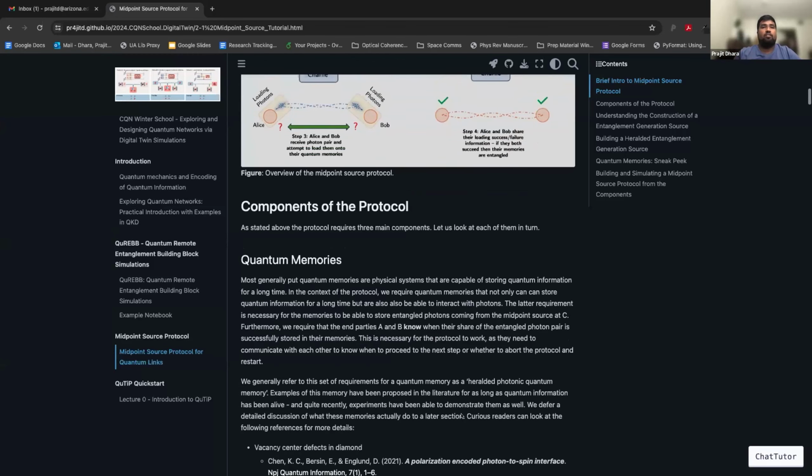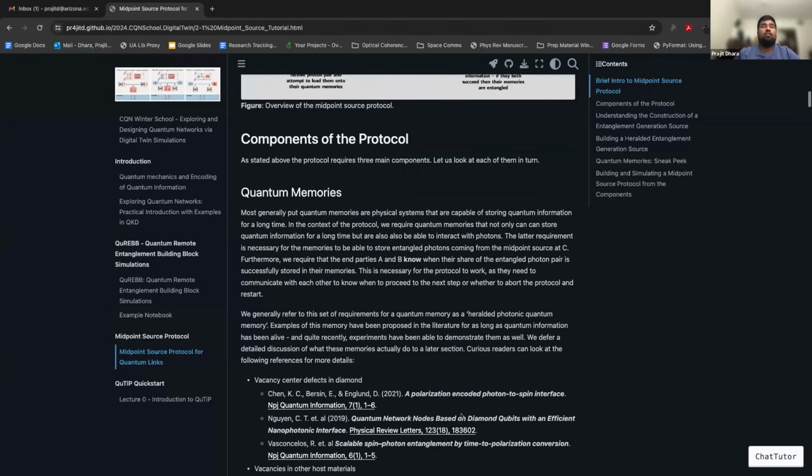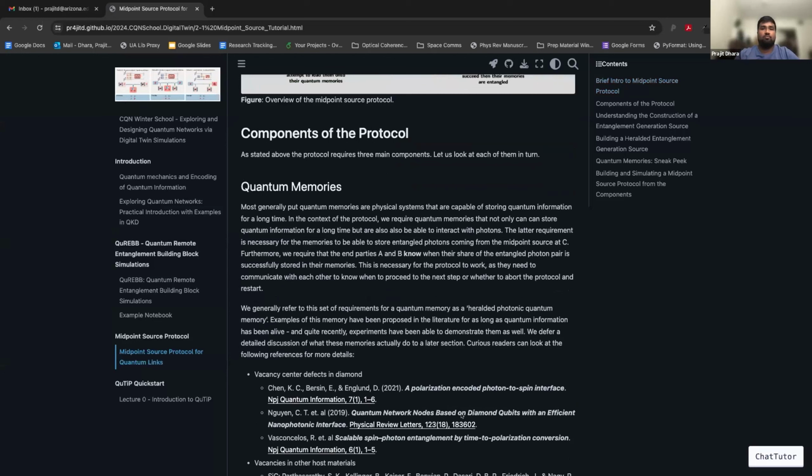So quantum memories are the first things that we mentioned. In general, these are physical systems that are capable of storing quantum information for a long time. In the context of a protocol, we not only require the quantum memories to be able to load the photon and store them, but also be able to tell the end users that, hey, loading has been successful. You may now tell the other party that you were successful.